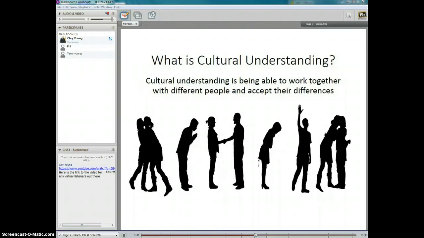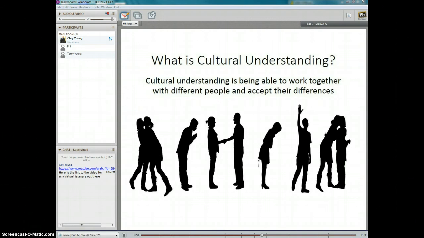What is cultural understanding? Cultural understanding is being able to work together with different types of people and accept their differences. The picture here describes the different types of greetings in different cultures. In some cultures, they greet you with a kiss on the cheek. Some cultures bow, and for most Americans, a handshake is an acceptable greeting.